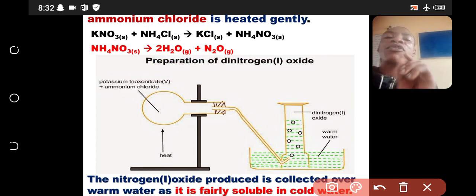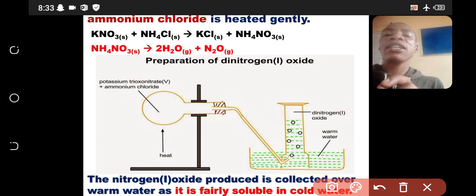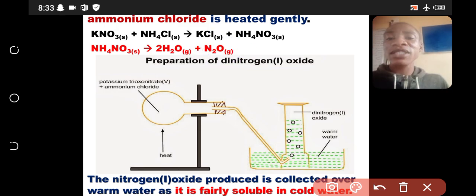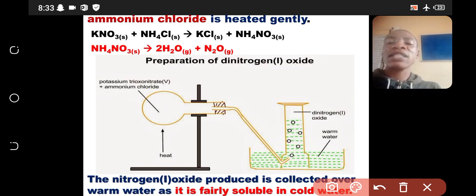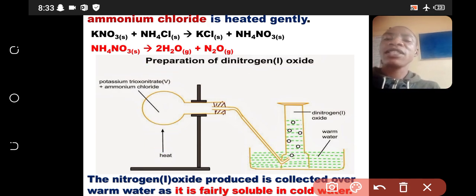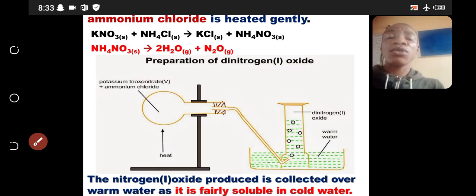Don't forget, the major difference between NH4NO3 and NH4NO2 in the decomposition is that NH4NO3 produces N2O, whereas NH4NO2 produces nitrogen gas, N2. And this is the diagram for the setup, laboratory setup. You have to master this. So what you have is a mixture of potassium nitrate and ammonium chloride heated, right? Heated. So you collect the gas over warm water because the gas is fairly soluble in cold water.